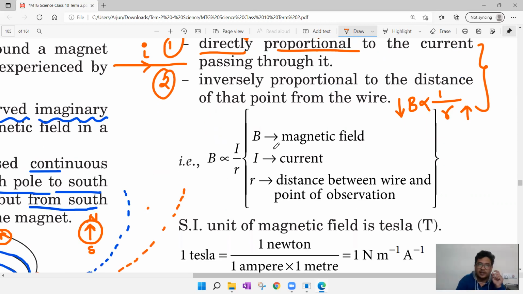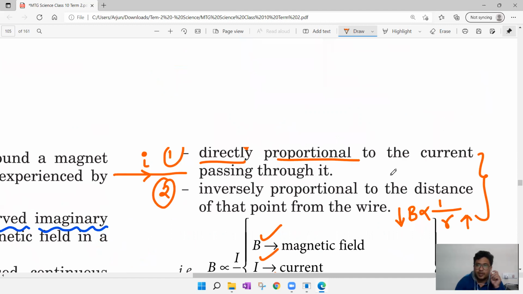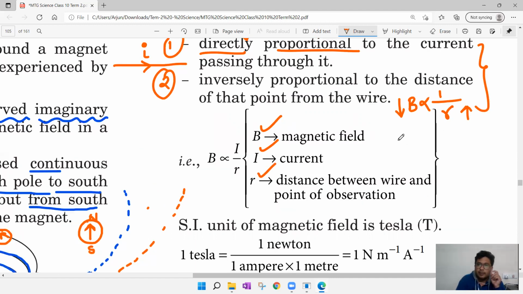So B stands for magnetic field, I stands for current, R stands for distance between wire and point of observation. Both can be combined. B is directly proportional to I. The strength of the magnetic field is directly proportional to current, and inversely proportional to distance. If you combine both, it becomes B directly proportional to I in the numerator upon R in the denominator.